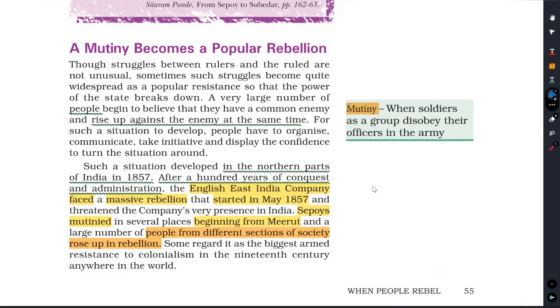Now let us look at the topic of how this mutiny became such a popular rebellion. When people rise up against the enemy at the same time, this is known as rebellion.